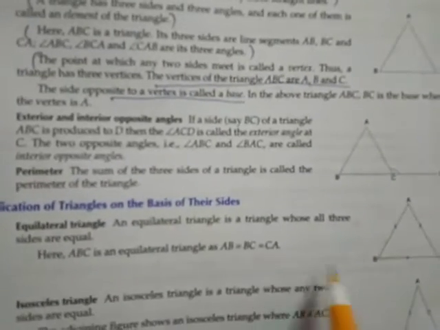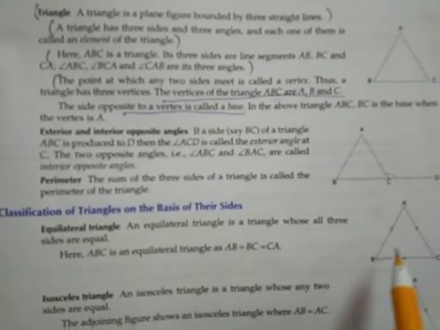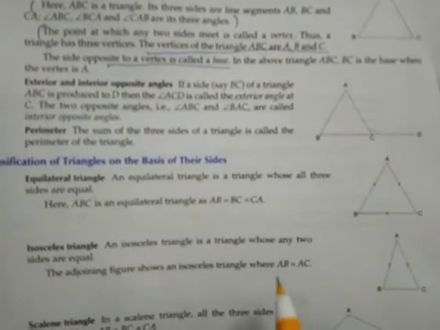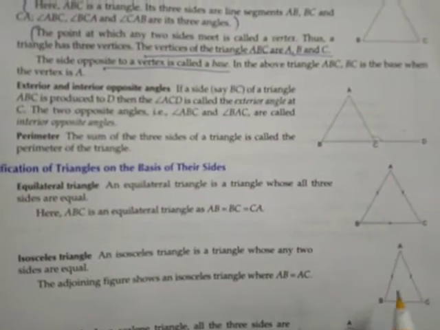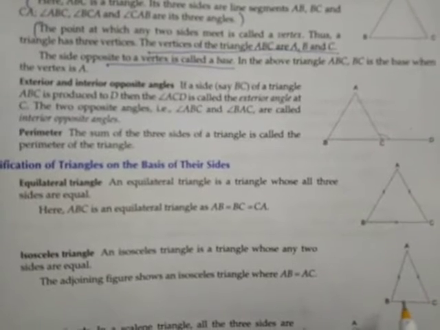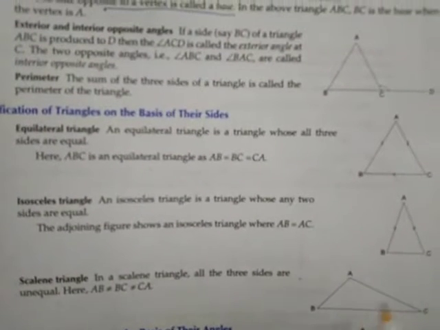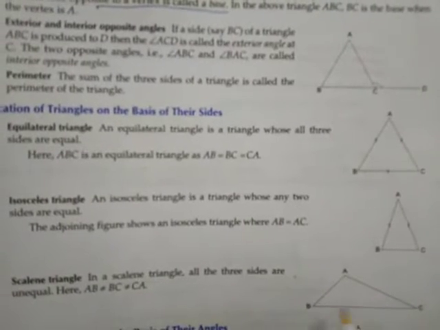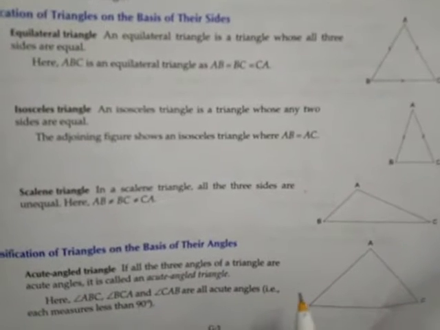Next one is equilateral triangle. We know that in an equilateral triangle all three sides are equal and all the angles are also equal. In an isosceles triangle, two sides are equal. In a scalene triangle, there is no side which is equal. All sides are unequal to each other. Clear, student?